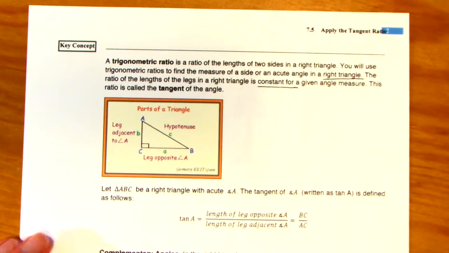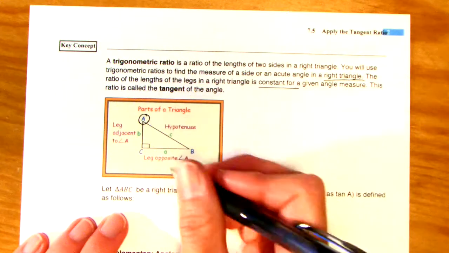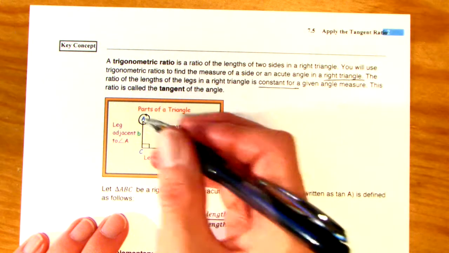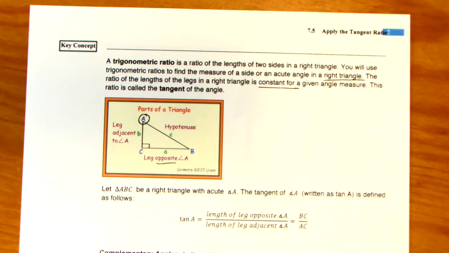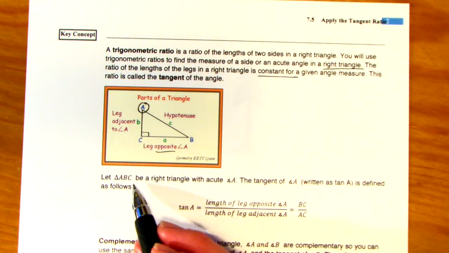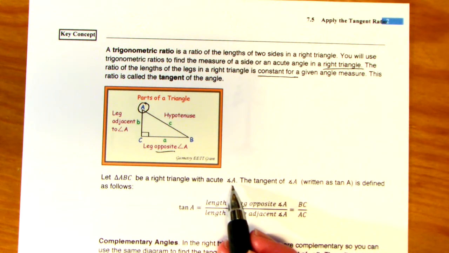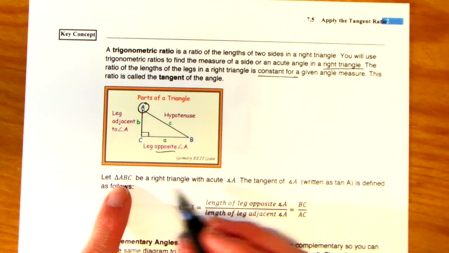Okay, parts of a triangle. So according to angle A, this is opposite, okay? This is adjacent, side next to. This is your hypotenuse. So we're not going to be playing with the hypotenuse at all. We're going to be doing the opposite and adjacent. So let triangle ABC be a right triangle with acute angle A. Okay, notice it's not written the right way. I'm taking this stuff right out of our book.